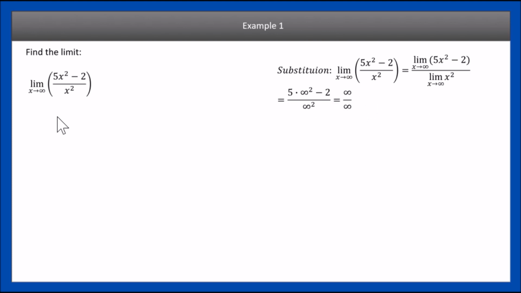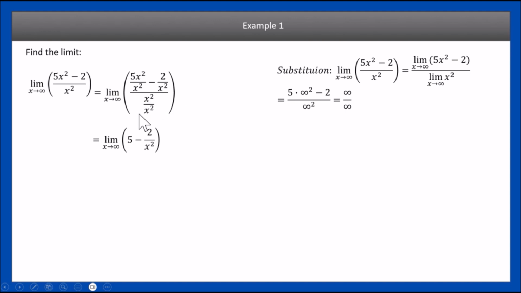We take the highest power in the denominator and divide the numerator and denominator by that. The highest power in the denominator is x to the second power, so we divide numerator and denominator by that. Then the x squareds cancel, leaving us with 1 in the denominator, so we can ignore that. The x squareds cancel here as well, leaving us with 5. And we get this expression here, 5 minus 2 over x squared left over.